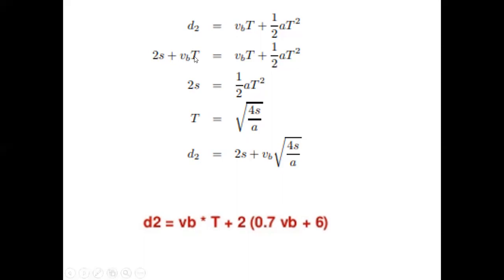Now what can I do? Can I cancel these common terms? Vb times T and vb times T. So I am just going to cancel this out. So what is remaining now? 2s is equal to half at square. Now what is happening?